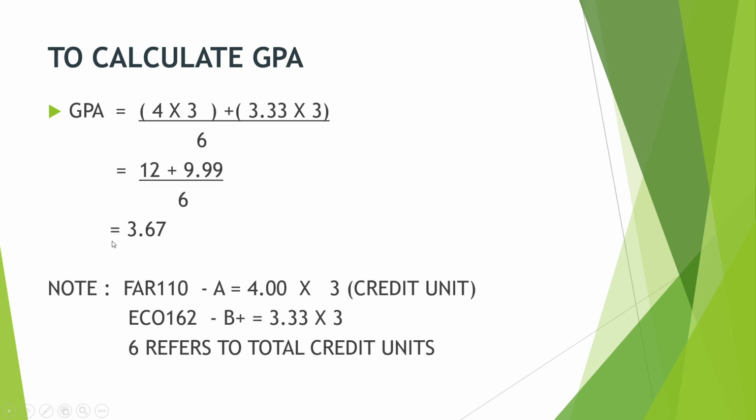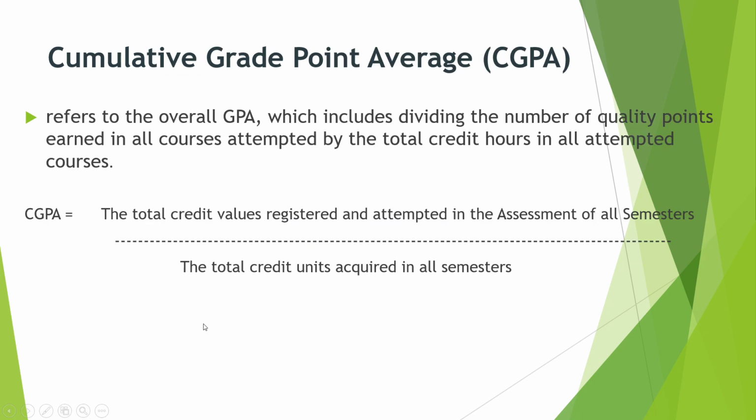So your GPA for this semester is 3.67. This is considering only 2 courses taken for the semester. All right, next we go to the calculation of cumulative grade point average or CGPA. So how do you calculate CGPA?